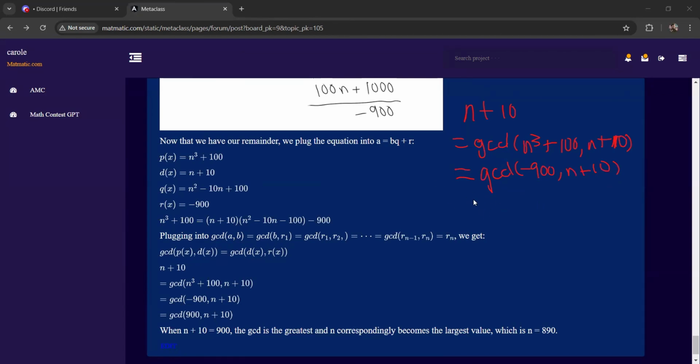Anyways, so this is our second part of the formula. So this also brings us to the next part, which is GCD of 900 and n plus 10. The reason why we have negative 900 and 900 is because the factors of these are the same, so the sign doesn't even matter.